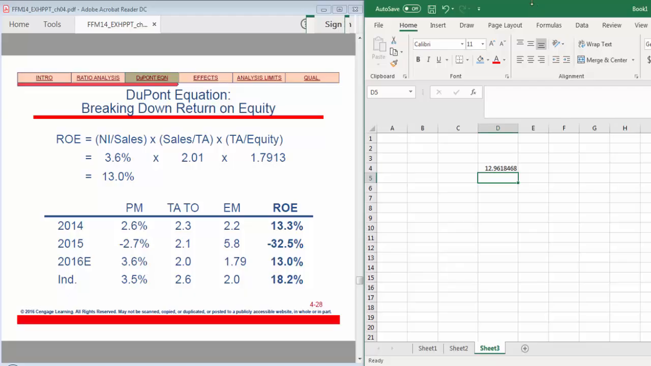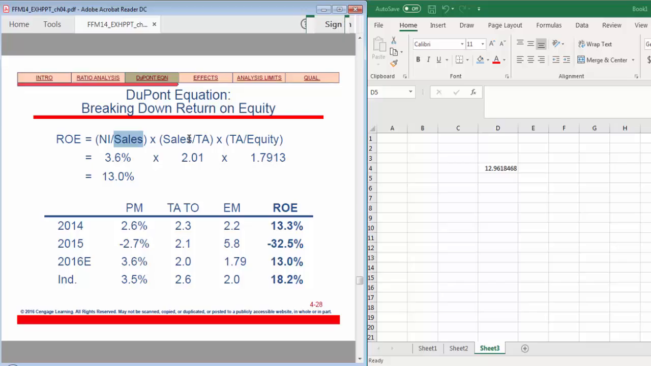Because if you look at it, this cancels out. Total assets to total assets cancels out, and then sales by sales cancels out. So what you get is net income divided by equity, which is your return on equity. So now you see how this DuPont analysis has been calculated, and still it gives you return on equity.